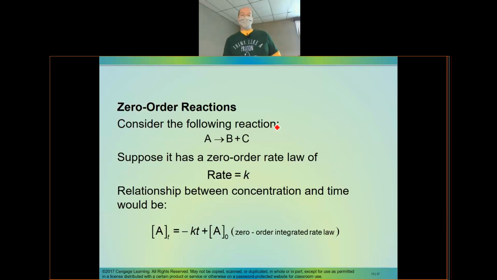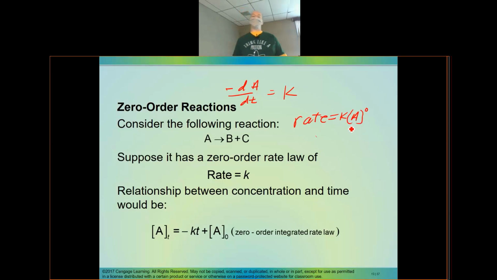All right, zero order. So when you're doing zero order and you have A going to products, then you're looking at the disappearance of A over time, and that is equal to just k, because the rate law is rate is equal to k[A], zero order, raised to the 0. Anything raised to 0 is 1. All right, and so you end up with dA is equal to k dt, so negative k dt.